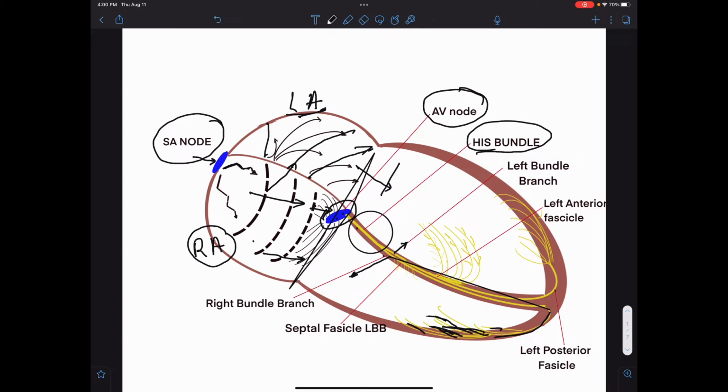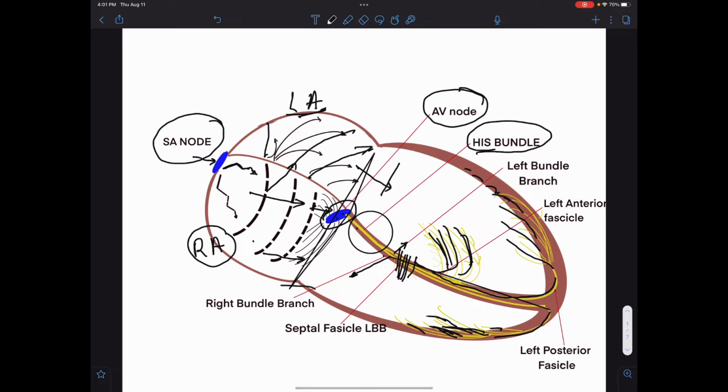Whereas on the left side, the left bundle divides first into the septal branch and then divides into the anterior fascicle, the one going up on the anterior side, and the left posterior fascicle, which goes to the apex and then gets transmitted up. And these end into the Purkinje fibers, which supply the fibers to the heart on the left side.